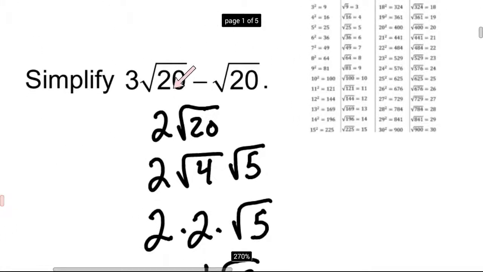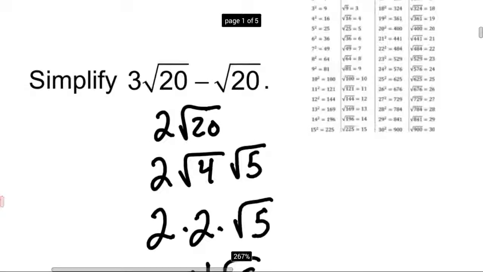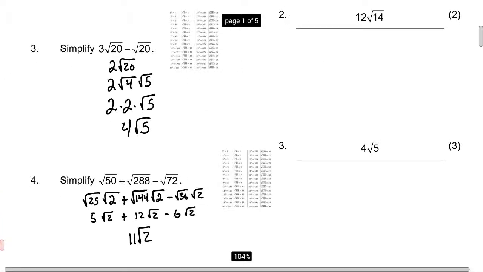A couple ways you can do this. You could break down root 20, break down root 20. But they're like terms right now, so why not just combine them? I got 3 of these things minus 1 of those things. So I just got 2 of the things. Now I can break it down. Root 20 is root 4 and root 5. Root 4 is 2. So 2 times 2 is 4. Final answer, 4 root 5.